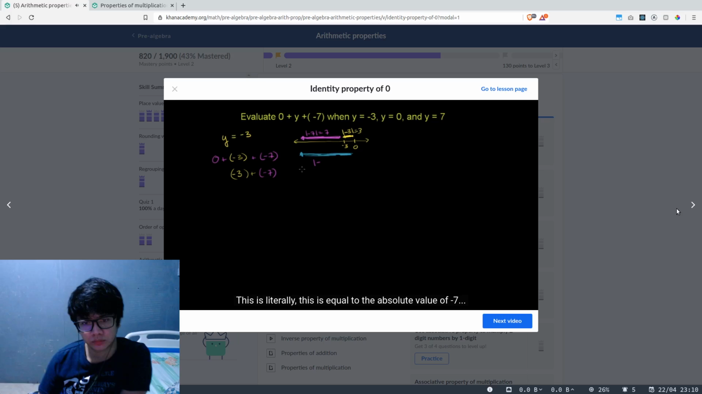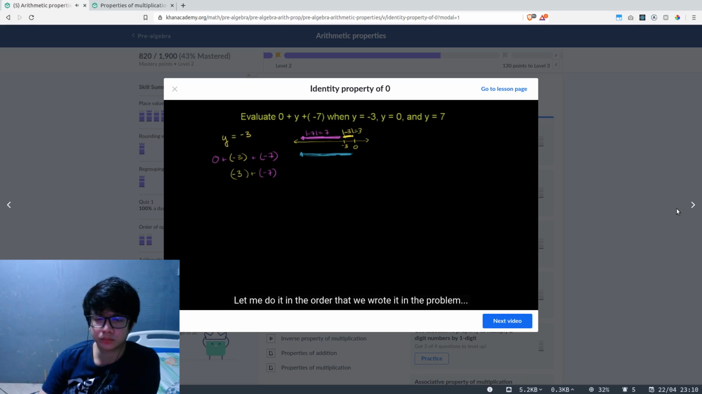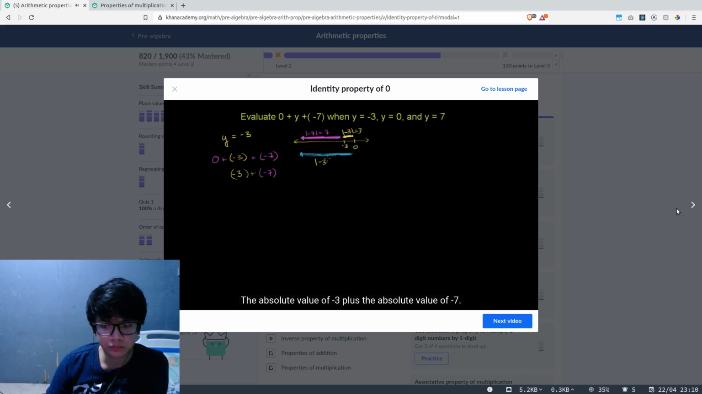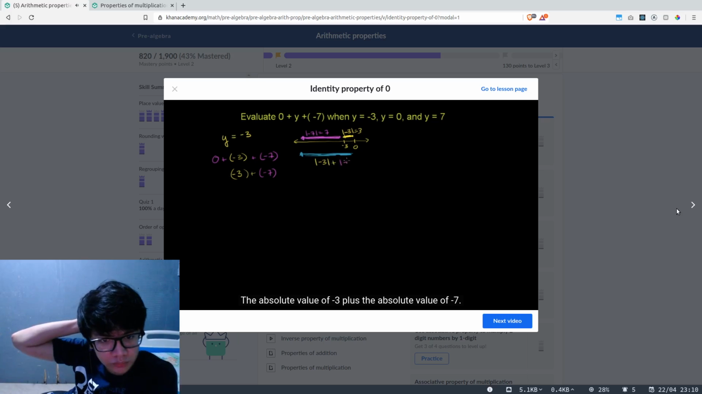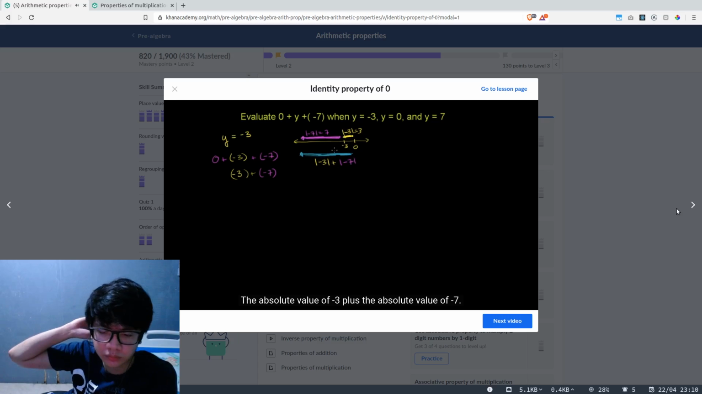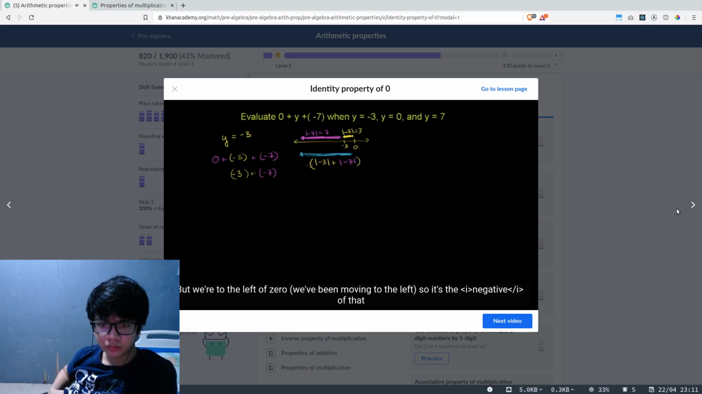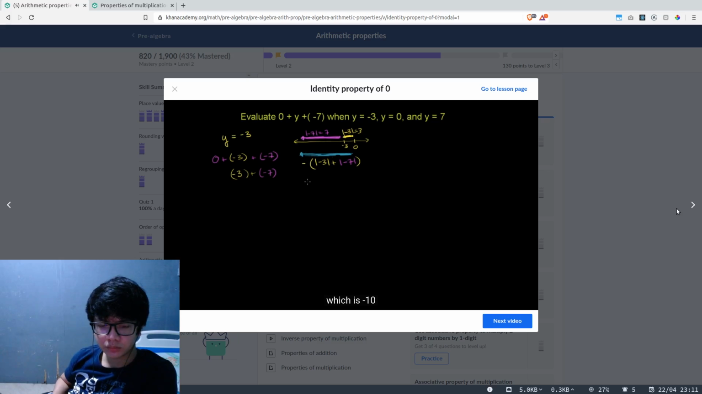This is equal to, let me do it in the order that we wrote it in the problem, the absolute value of negative 3 plus the absolute value of negative 7. But we're to the left of 0. We've been moving to the left. So it's the negative of that, which is negative 10.